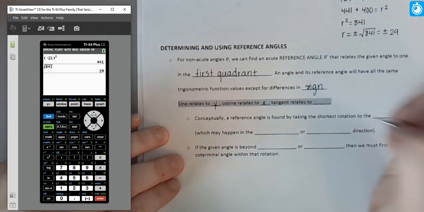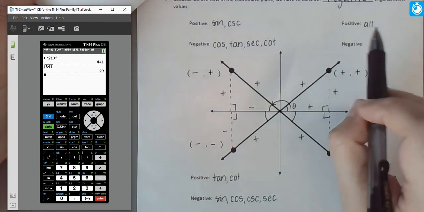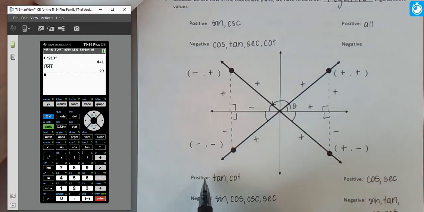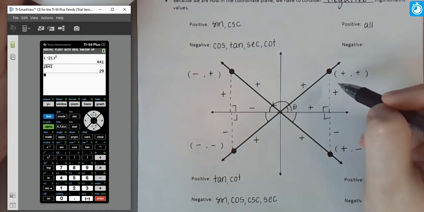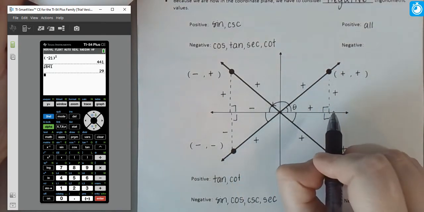Now what about tangent? Tangent is a little bit different. So tangent is positive in the first quadrant, and it's positive in the third quadrant. And then in the second and fourth, it's going to be negative. Here the relationship is the fact that the signs are the same versus the signs being different. Think about how we defined tangent. We defined it as the opposite over the adjacent.